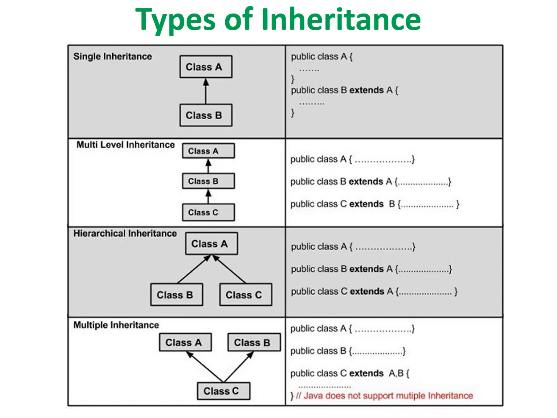Next one is multi-level inheritance. Public class A is a base class. Public class B is a derived class of A. It extends class A. Public class C is a derived class of B. It extends class B.